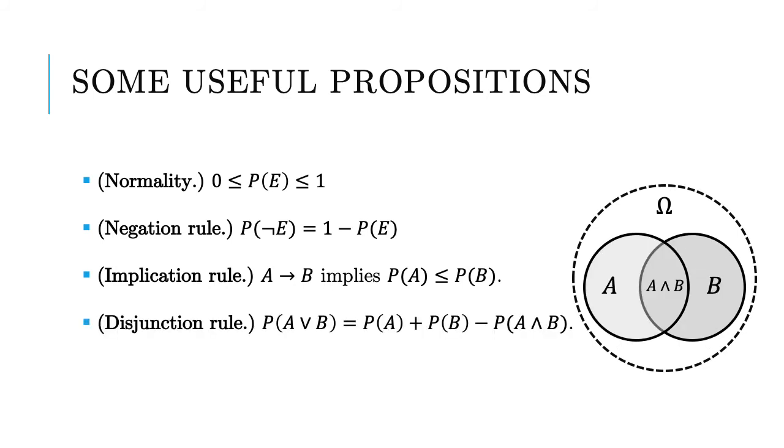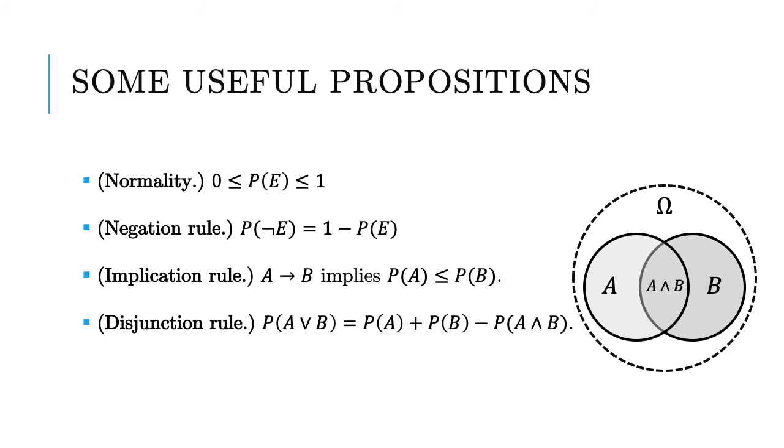And finally, we have the disjunction rule, which states that the probability of a disjunction, so the probability of A or B, is more general than what is given in countable additivity, because you'll notice there we're only reasoning about the probability of the disjunction of events when they're mutually exclusive. The disjunction rule gives us the probability of the disjunction of events whether they're mutually exclusive or not. That probability is equal to the sum of the probabilities of the individual events minus the probability of the conjunction of those events.